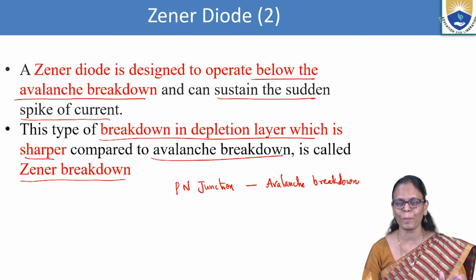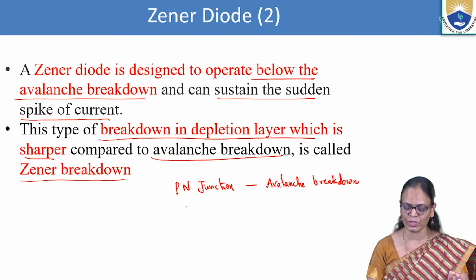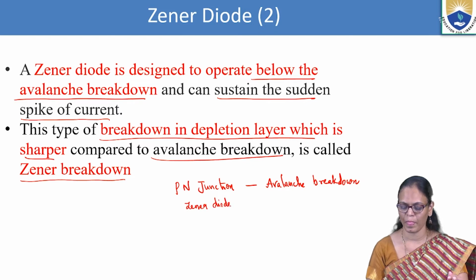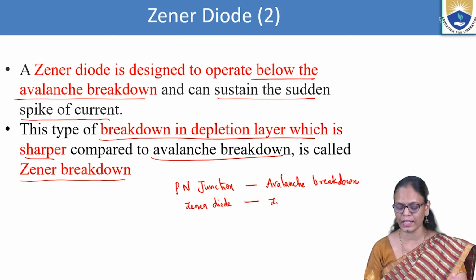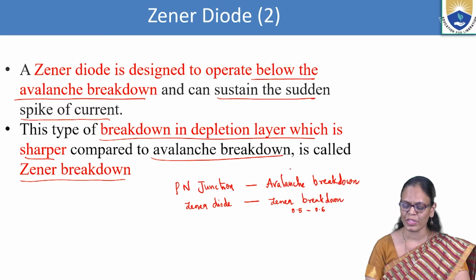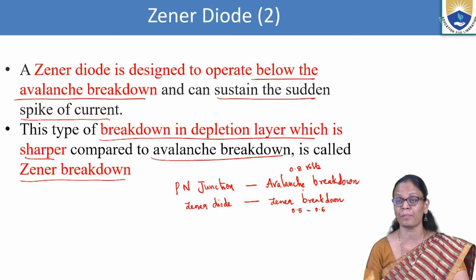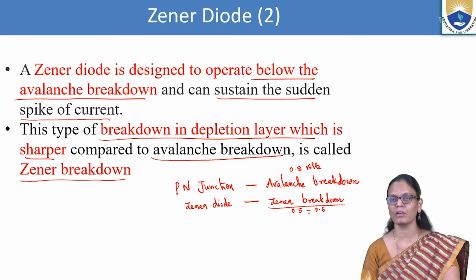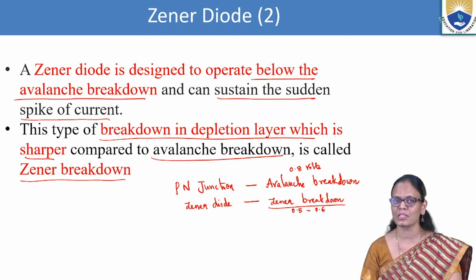Now, by doping it suitably, we try to bring that breakdown down to a Zener breakdown. And this Zener breakdown is below the avalanche breakdown. Means if the Zener breakdown is happening at around 0.5 to 0.6 volt, the avalanche may be somewhere above 0.8 volt. So before avalanche happens, there is a Zener breakdown and the current flows through the junction and the diode is also safe.